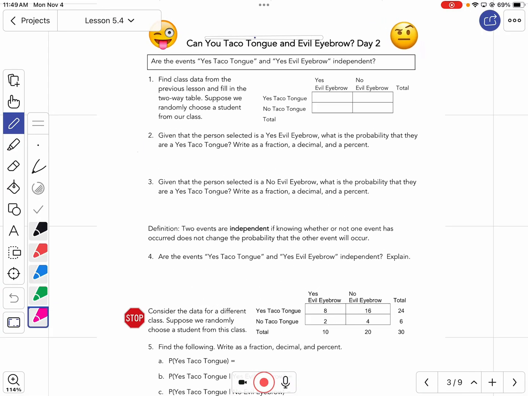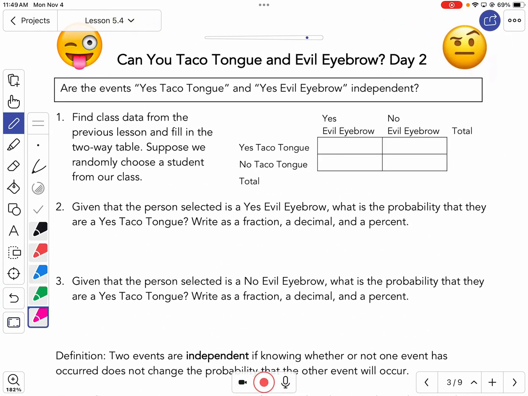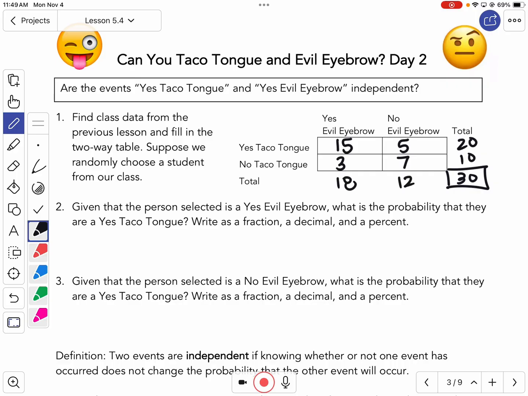Remember when we did the taco tongue and the evil eyebrow? Yep, we talked about that. So let me pull that class data back up and let's fill in that chart. We had 15 that could do both, 5 that could do the tongue but not the eyebrow, 3 that could do the eyebrow but not the tongue, and then 7 that couldn't do either. And our total was 30 students. So 20 and 10 when I add across, 18 and 12 when we do those totals. That was our data from the last time.